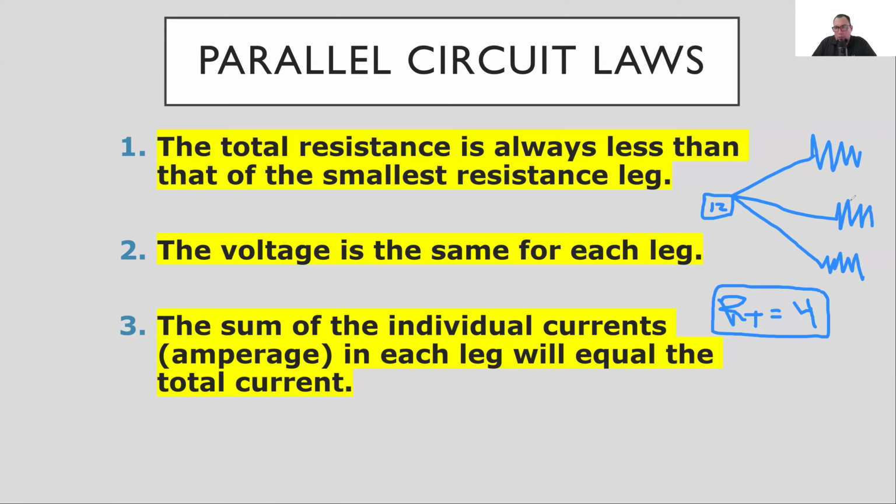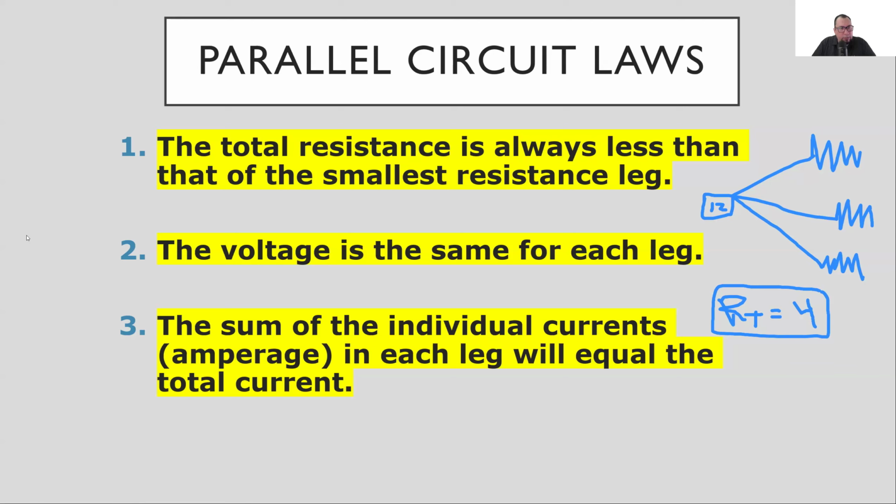So again, all of these resistors have to be more than 4, but the lowest one could be 4.1, so to say. It could not be 4 and it could not be 3.9, according to our first law. Okay. So let's go to our second law.